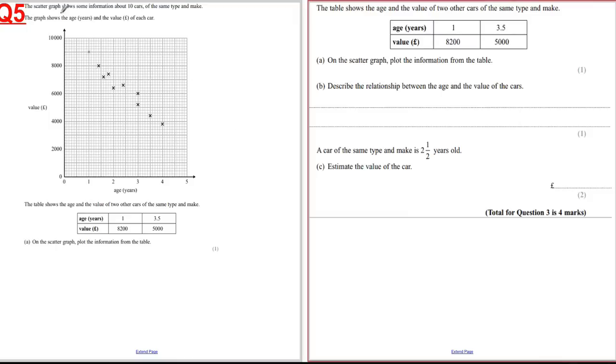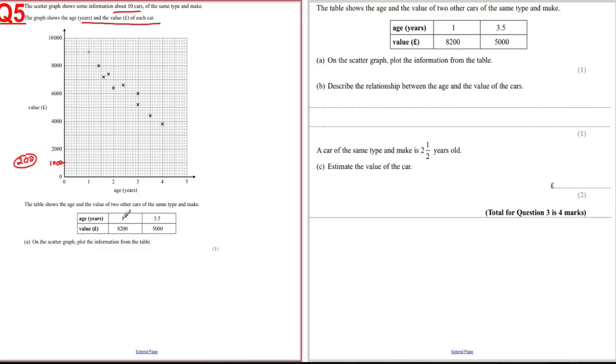Okay, so here's the next one. The scatter diagram shows information about 10 cars of the same type and make. The graph shows the age and the value of the car. And so there it is. The table shows the age and value of 2 more. Plot these. So each 10 squares is worth 1 year. And going up here, 10 squares are worth 2,000. So each little square must be worth 200, because 5 squares would be 1,000, so each little square must be 200.